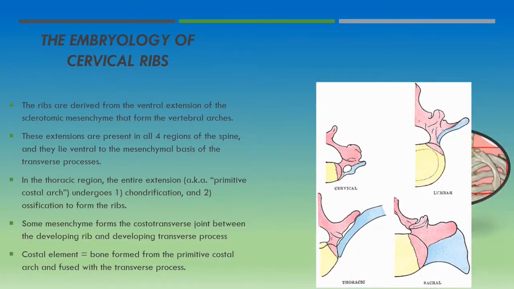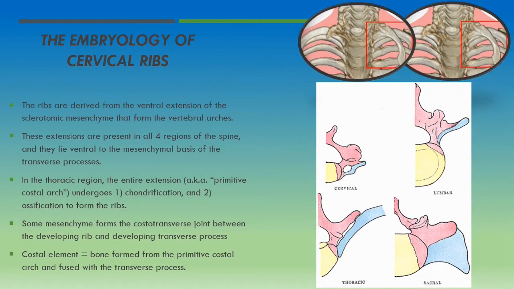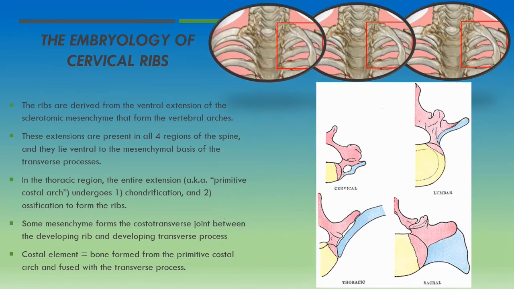Now, there are various theories as to why cervical ribs would persist and why the cervical rib would not be reabsorbed and disappear, as is the typical scenario. But anatomically and embryologically, the ribs are derived from the ventral extension of the sclerotomic mesenchyme that forms the vertebral arches. So remember that the vertebrae are formed from the sclerotome, and the sclerotome derives from the paraxial mesoderm. So the ribs are mesodermal tissue.